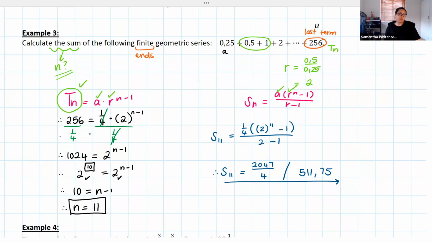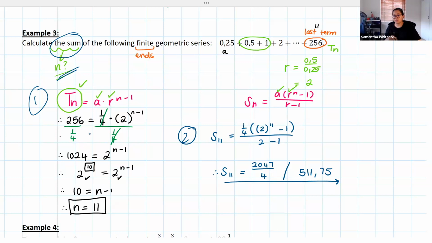Alrighty, guys, so please be mindful of the information you're given. In this case, I was asked to find the sum, but I did not know how many terms I needed to add. I first needed to work out the number of terms before I could go and work out the sum of my series. And sorry, my brain is clearly a bit fraught today. R is 2, not a quarter. A is a quarter.